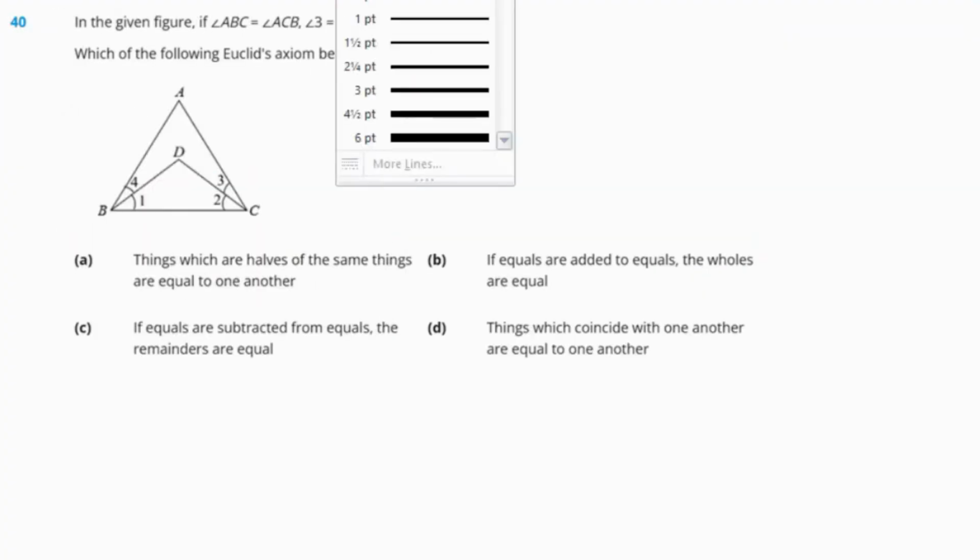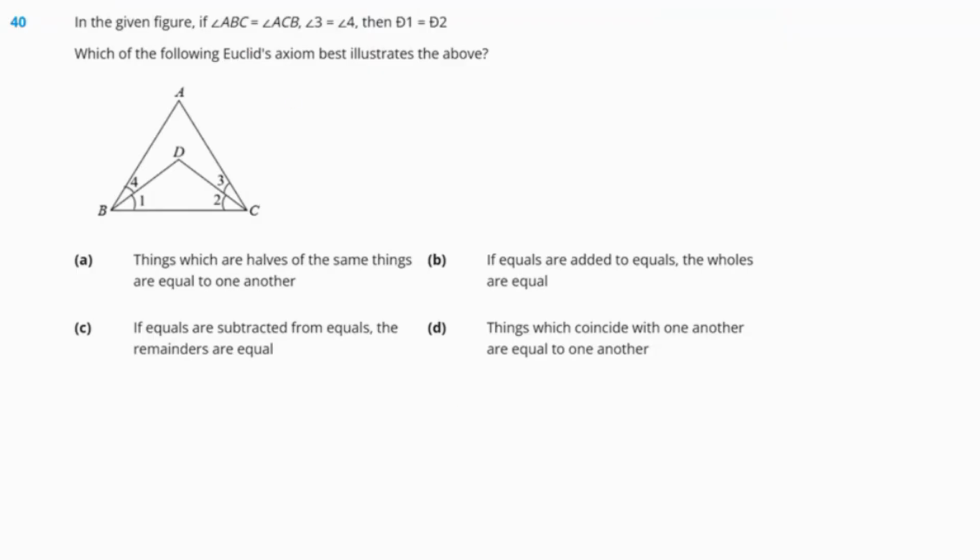Next, now in the given figure, angle ABC is equals to angle ACB. Okay. Angle ABC is equals to angle ACB and angle 3 is equals to angle 4. ABC is also equals to this entire angle is equals to this entire angle, and angle 3 is also equals to angle 4, and angle 1 and then angle 1 and angle 2. Which of the following Euclid axiom best illustrate the above?